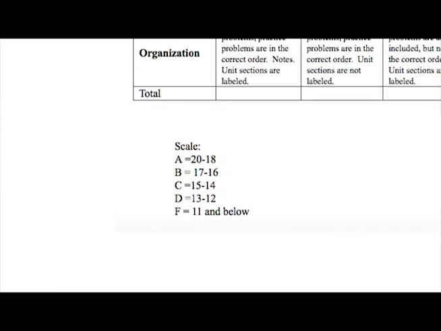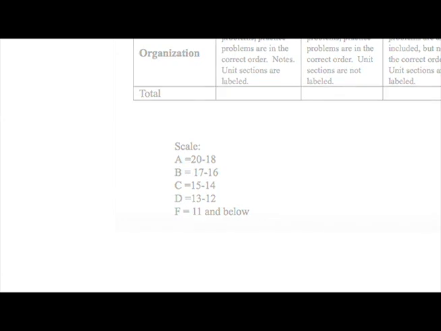Now for a standard 4-point rubric, your scale is going to be along these lines. For an A, it's going to be anywhere from 20 to 18. For a B, we're looking at a score of 17 to 16. For a C, 15 to 14, and so on and so forth.